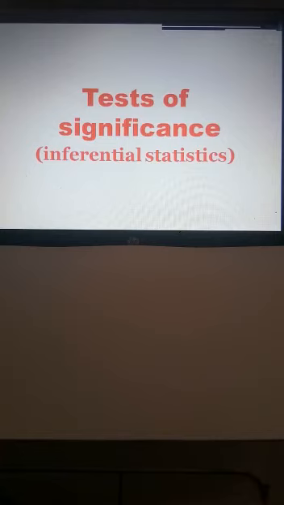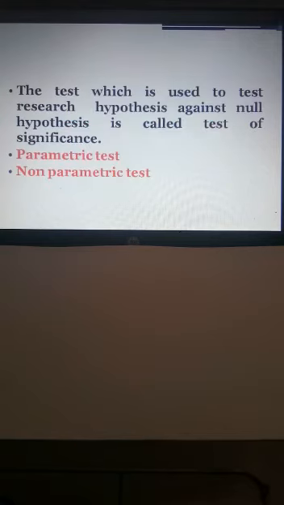Good morning everyone. So till now we have completed the descriptive statistics and today onward I am going to start the inferential statistics. According to your syllabus we will discuss the tests of significance under the inferential statistics. First of all we need to understand what is the meaning of tests of significance.